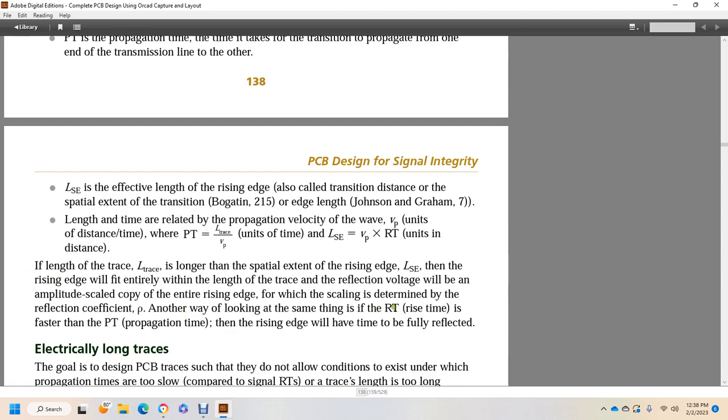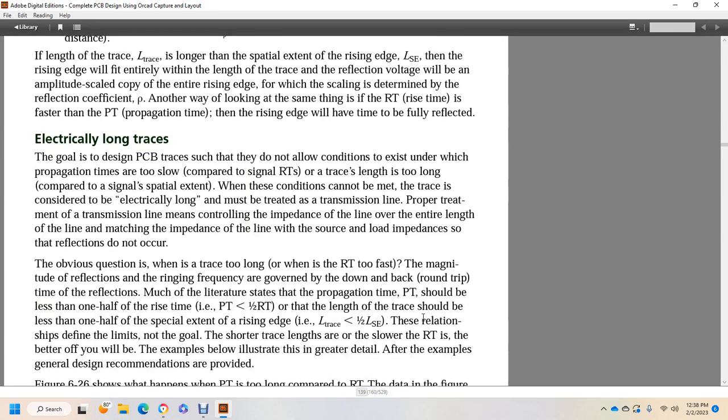Another way of looking at the same thing: if the rise time is faster than the propagation time, the rising edge will be fully reflected. This is an electrically long trace, which is the goal of this design discussion. In PCB design, traces are not slow enough for these conditions to exist. The propagation times are too long compared with the rise time, and trace lengths are too long compared with the spatial extent of the edge. When these conditions cannot be met, the trace is considered electrically long and must be treated as a transmission line.